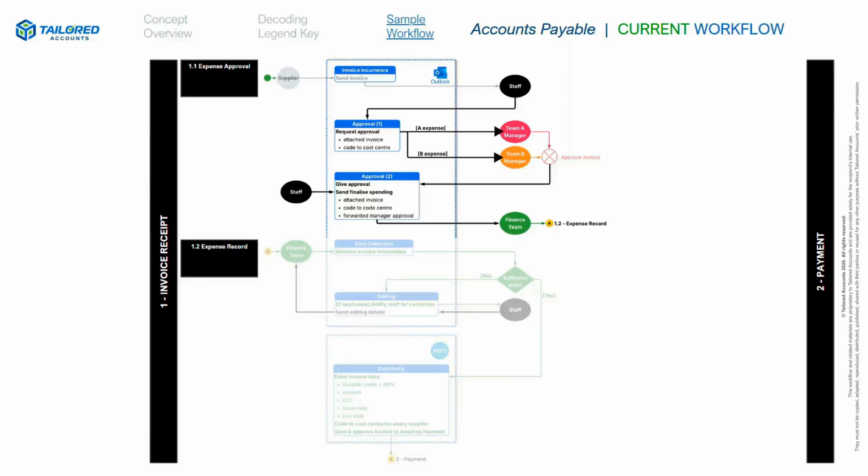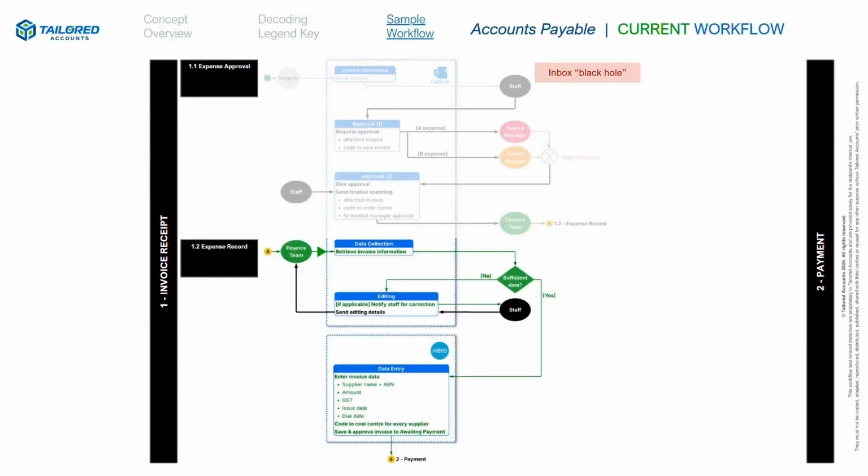This immediately exposes our first inefficiency, the inbox black hole. When workflow heavily relies on email, requests and approvals are easily lost in crowded inboxes. This leads to follow-ups, reminders, and delays, especially when invoices are sent to the wrong manager. After either manager approves, staff forward everything to the finance team and move through portal A to the next station, expense record. At the expense record station, the finance team goes to Outlook platform to retrieve invoice information.